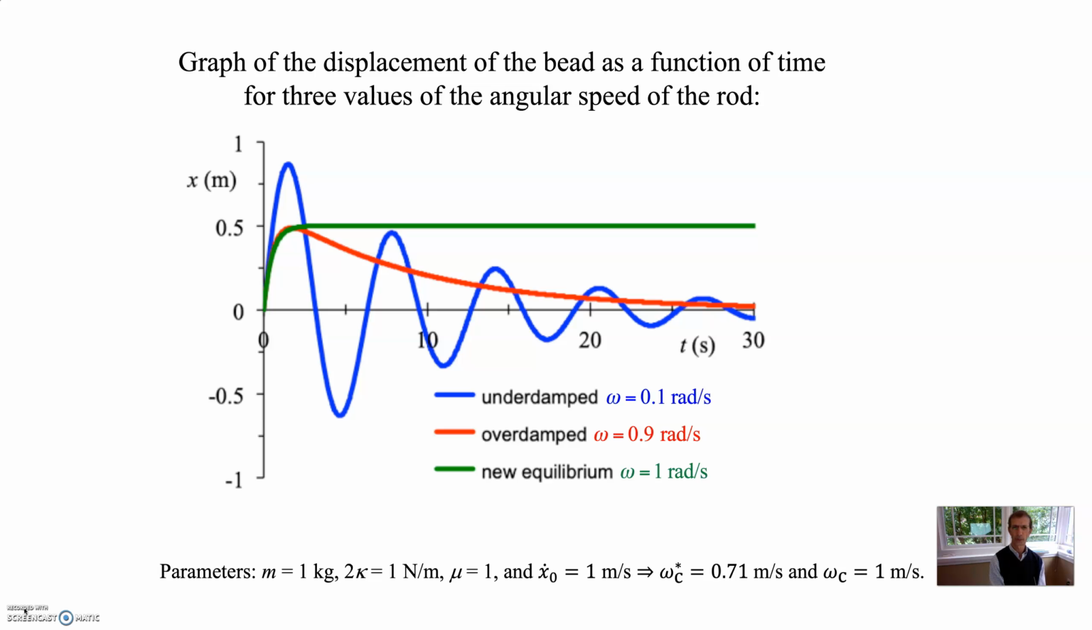So for very small values, we get underdamping. So say omega is 0.1 radians per second, we get the blue curve indicated here. We get overdamping when we're between omega sub c star and omega sub c. So for instance, at 0.9 radians per second, we see that it returns slowly to the origin without oscillating. And finally, if we're at the crossover angular speed, then it moves out and stops at some position beyond the origin. So in this case here, it stops at 0.5 meters away from the origin.